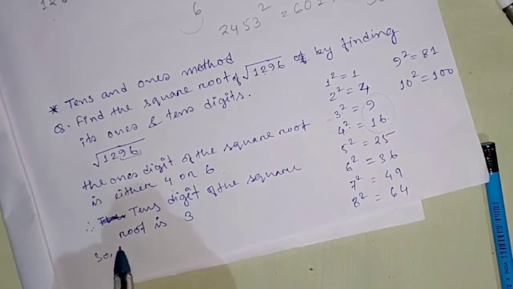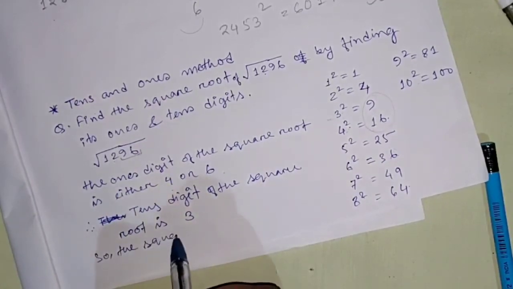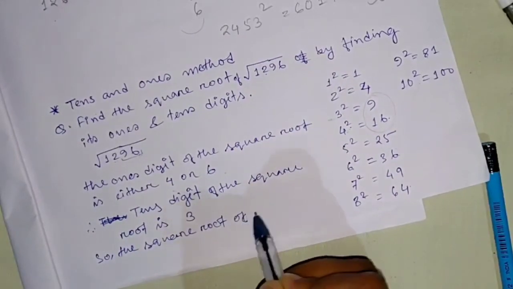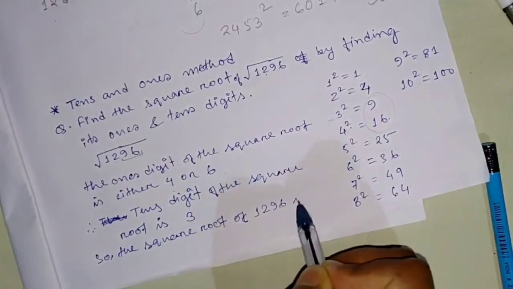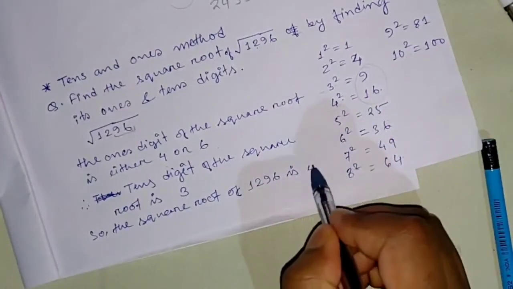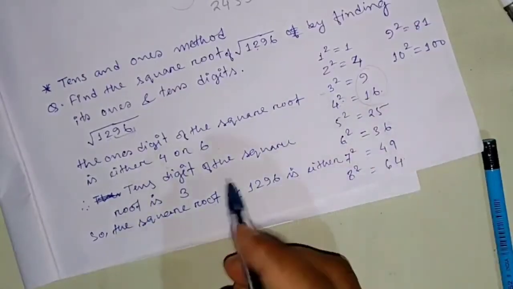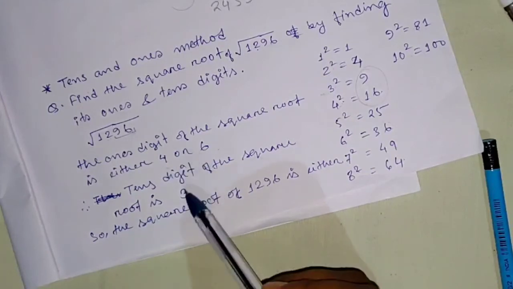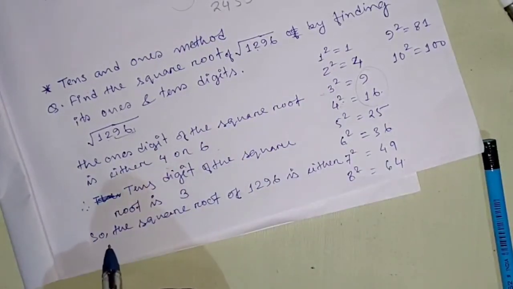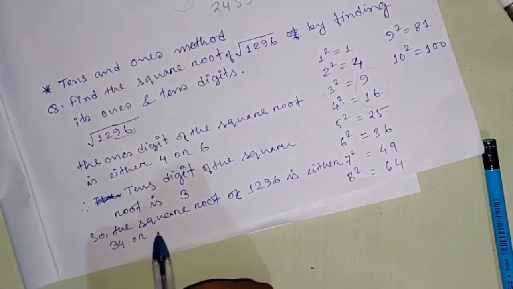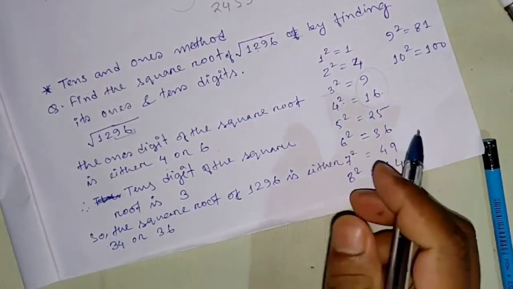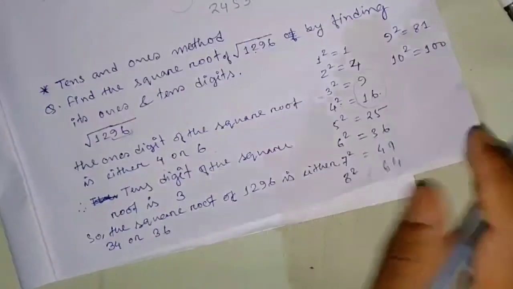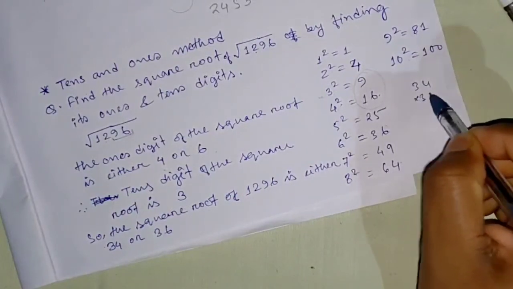So the square root of 1296 is either... तो स्क्वायर रूट कौन सा हो सकता है, ये हो सकता है either 3 और 4, 34 और 36, either 34 और 36, ओके। Now all of you find the square of 34 and 36.